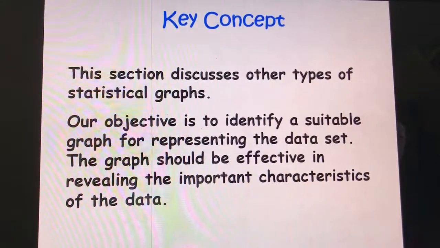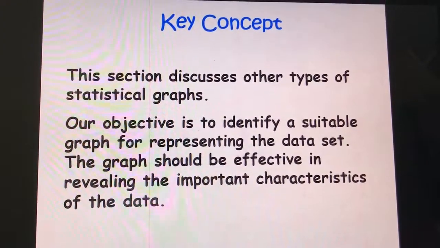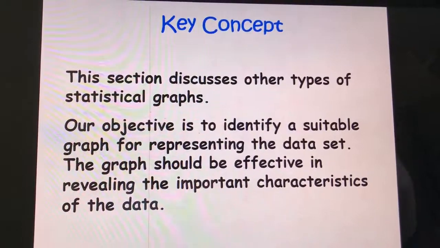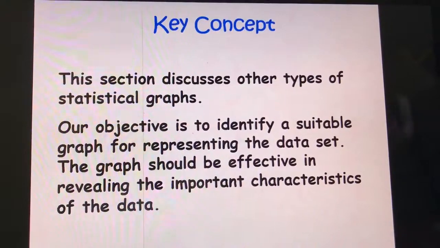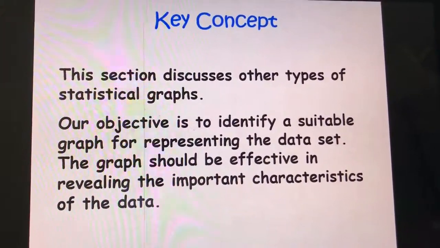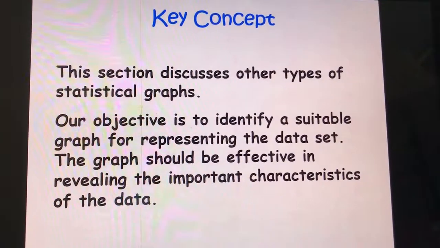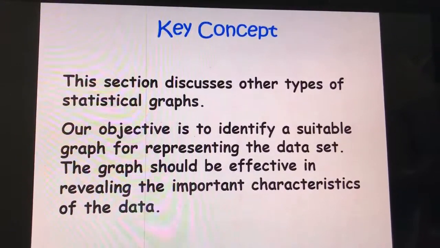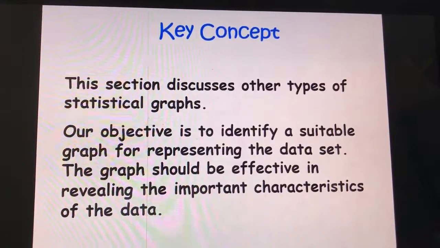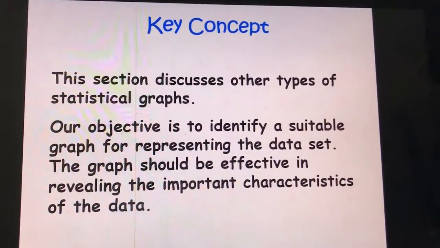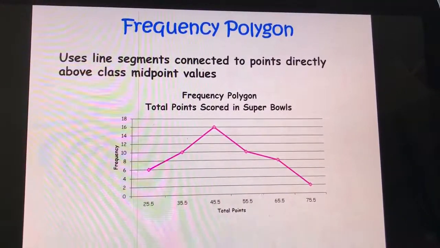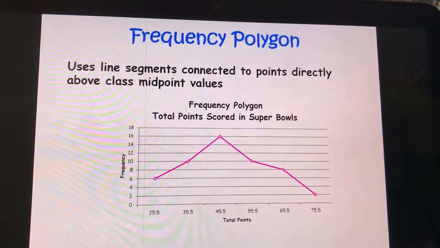Our objective is to identify a suitable graph for representing the data set. Now typically, obviously you're in a stats class, so I won't just say make any graph of whatever. I'll specifically say you should make a pie chart or a stem and leaf plot or whatever. So you'll be told what to do. But typically if you have to pick a graph to make, you want to make sure that it's effective in revealing the important characteristics, and that it's easy to read, which I touched on. So you have what's called a frequency polygon.